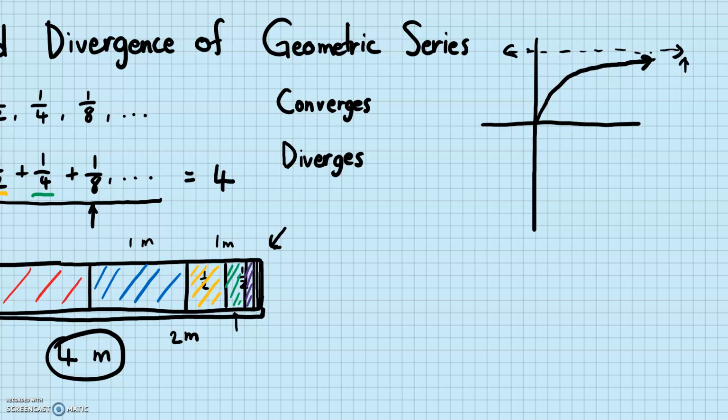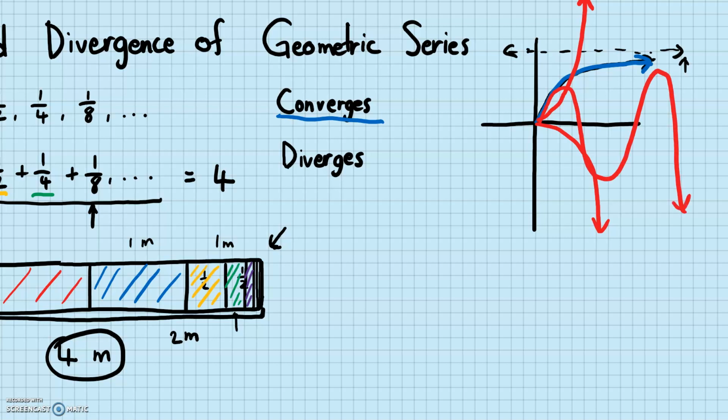I'll draw the converging series in blue here. That'll be converging. A diverging series could either get bigger infinitely like that, it can get smaller infinitely, or again, it can just go like that. It doesn't reach a certain value. And even if it has a linear increase, that's also diverging because it just keeps going up. It doesn't reach a certain value.